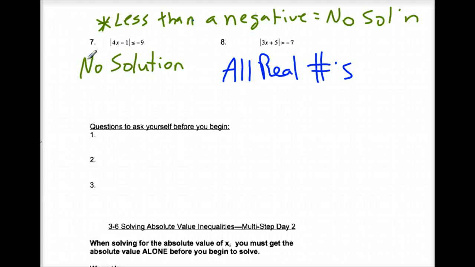Guys, guess what this one is? First of all, is this an and or an or? It's an or that does this, which is all real numbers. So less than a negative number is no solution. If it's greater than a negative number, it will be all reals. So greater is all real.